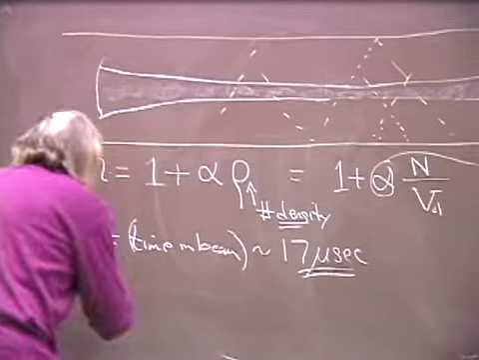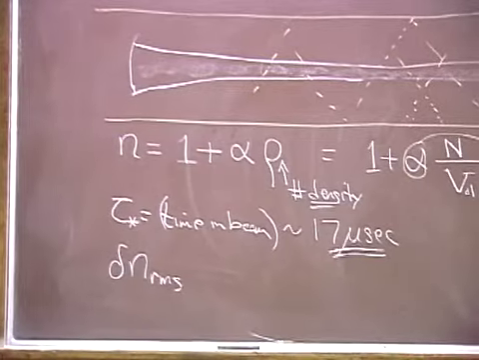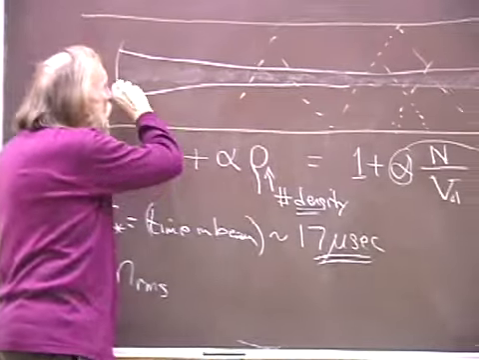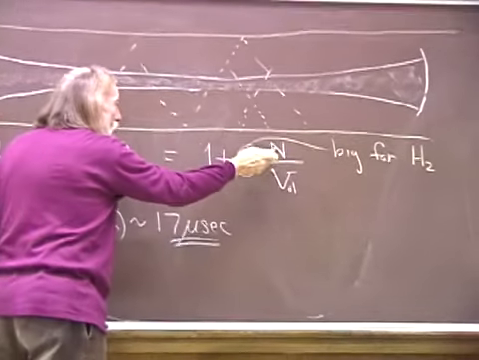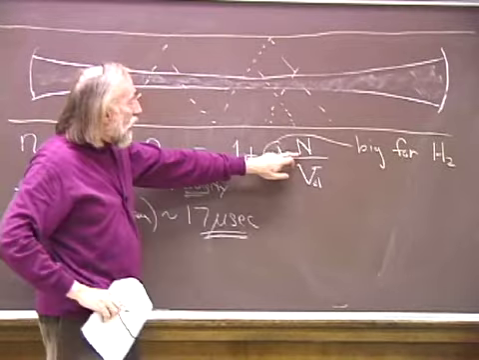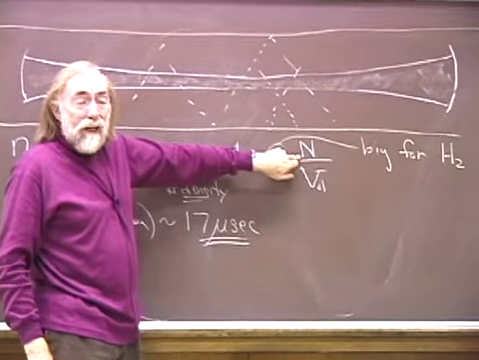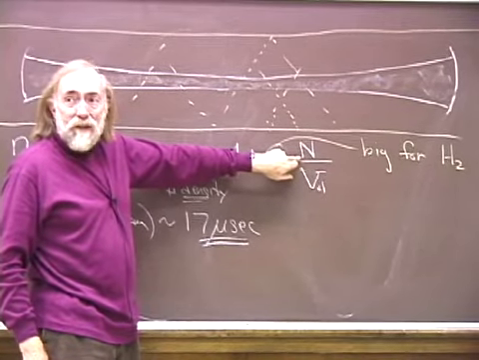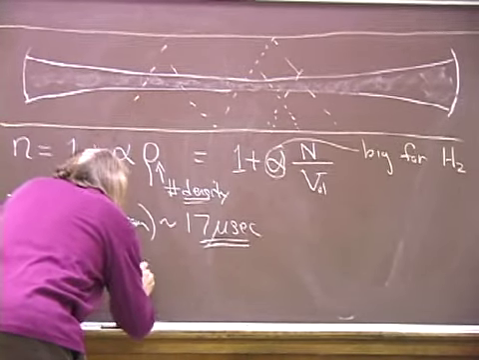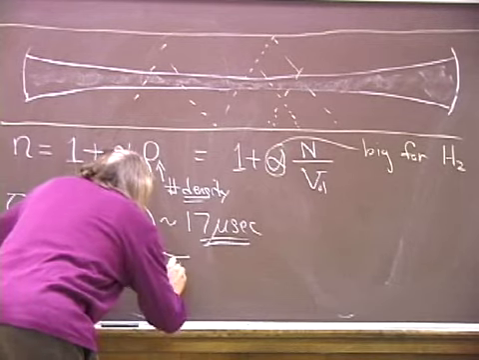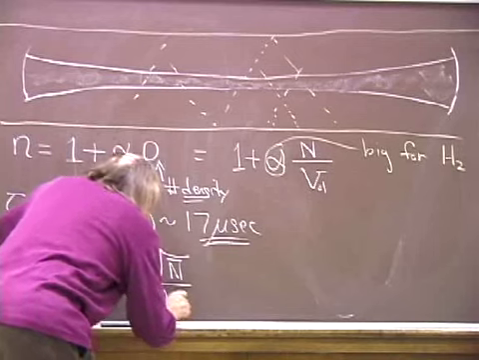So you can ask then, what is the RMS fluctuation in the index of refraction from one trip down the tube to the next trip down the tube? And that's going to be just this expression with n replaced by the root mean square fluctuations of n, which is just, for a Poisson distribution, which is what we would hope for, the square root of n. So this is 1 plus alpha square root of the mean number of molecules in the beam, divided by the volume of the beam.